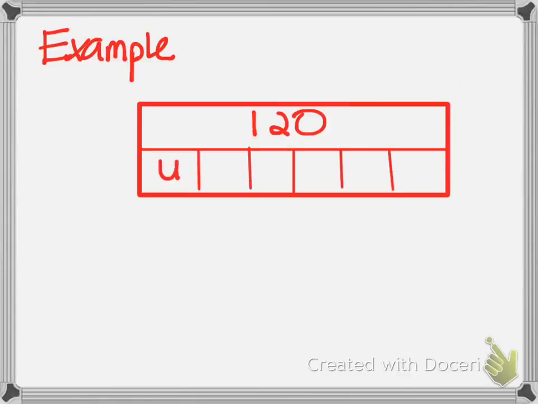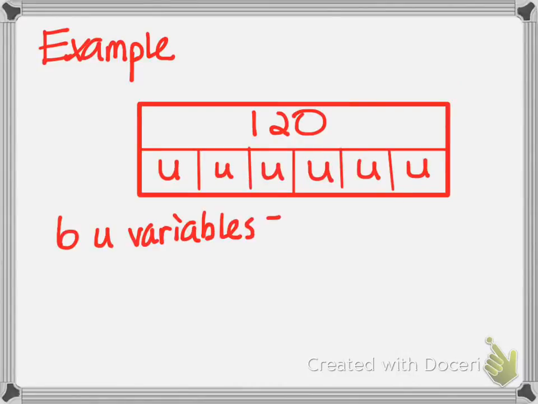Here's the first example. You have 120 with 6 u's written underneath it. That tells you that you have 6 u variables. 120 divided by 6 equals 20. If you were to then substitute 20 in for each of those u's, you would find that they equal each other.